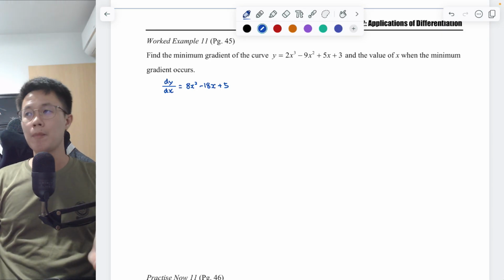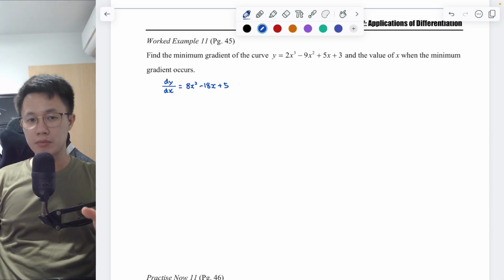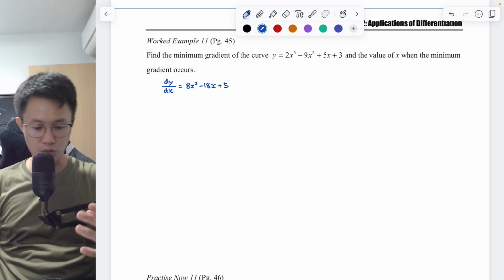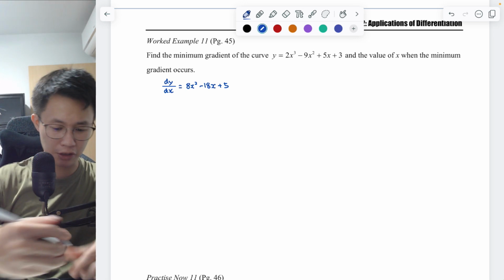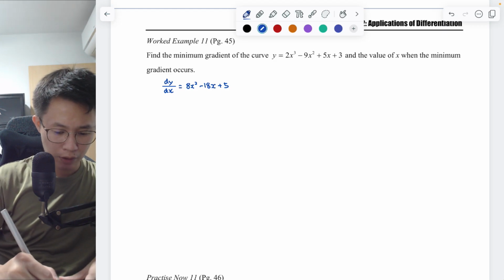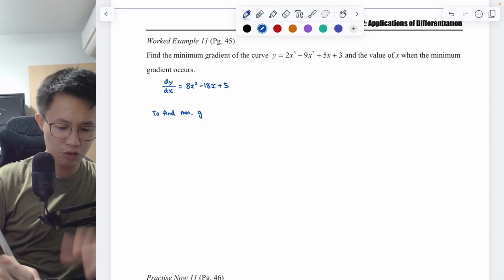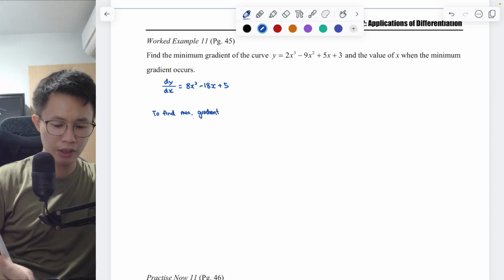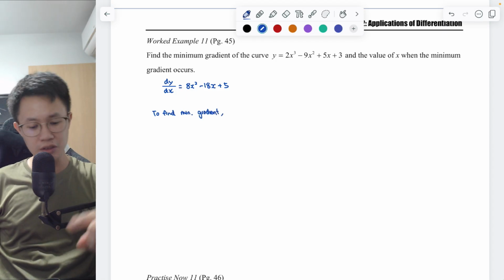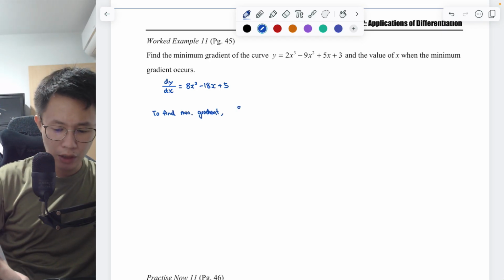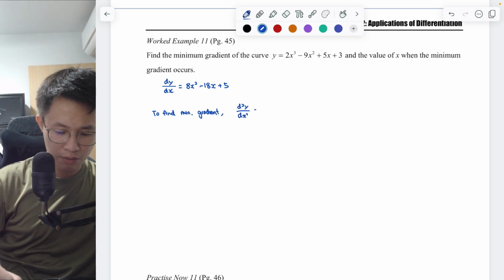And we're not going to find the minimum of this curve, right? We're going to treat this as an equation. So this is the equation we want. To find the minimum gradient, we're going to use the gradient of this gradient, which is d2y dx squared. Its d2y dx squared must be equal to 0. Correct? So let's find d2y dx squared.